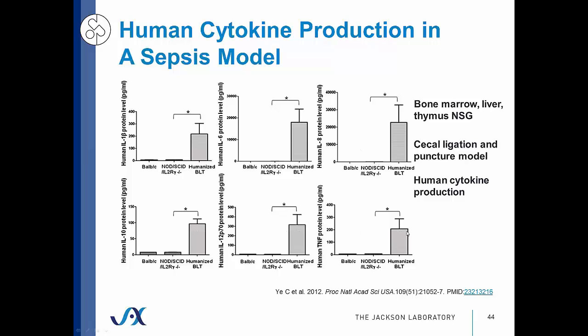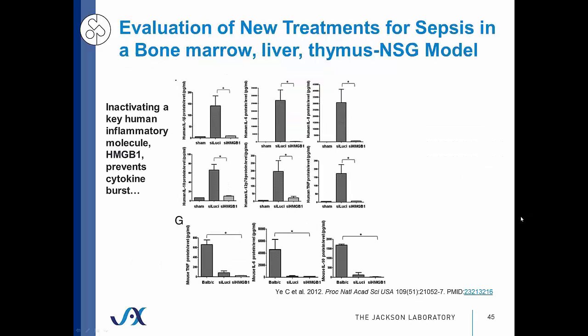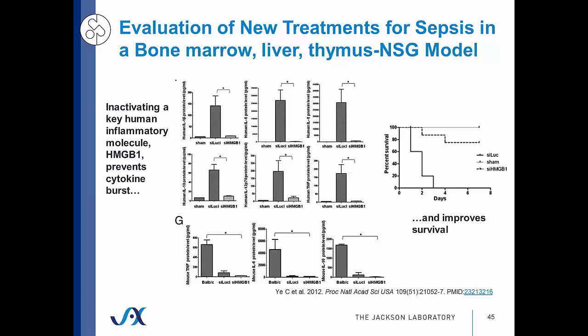And also, when they inhibited a key inflammatory molecule, HMGB1, via siRNA, and then measured human cytokine production in the peripheral blood, they saw a dramatic reduction in all of these cytokine levels. And this was only seen in the human cytokines and not the mouse cytokines. When they also measured survival, administration of this siRNA against HMGB1 greatly improved survival. So together, all this indicates that you can use NSG BLT mice as a preclinical model for studying bacterial sepsis.